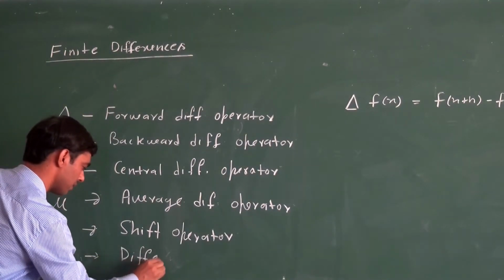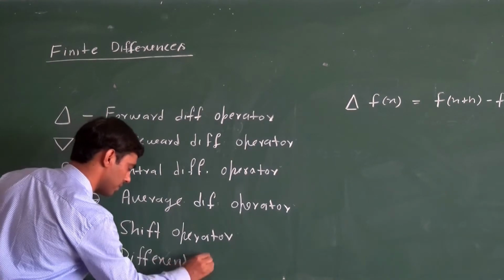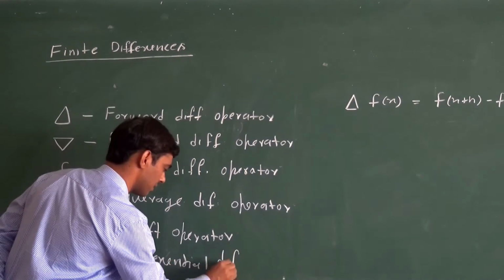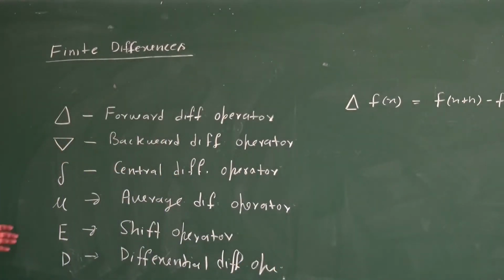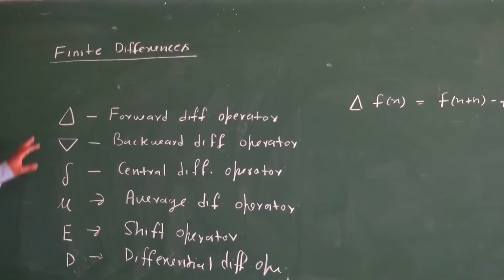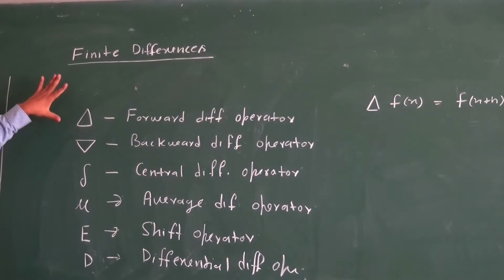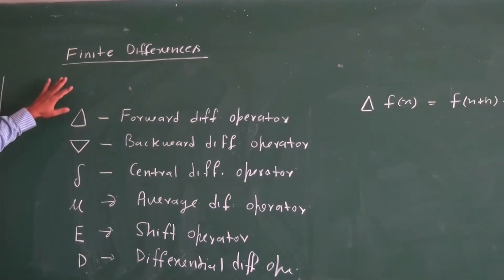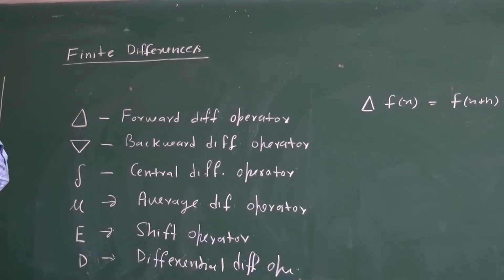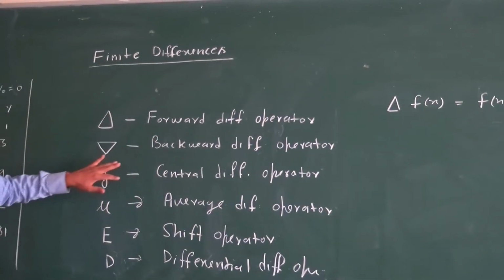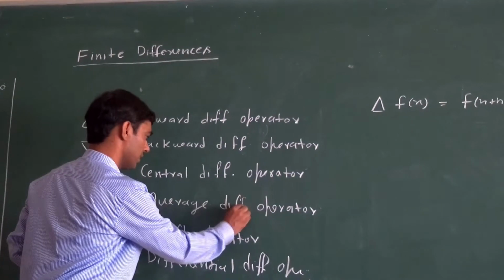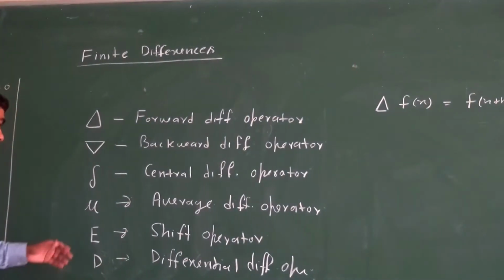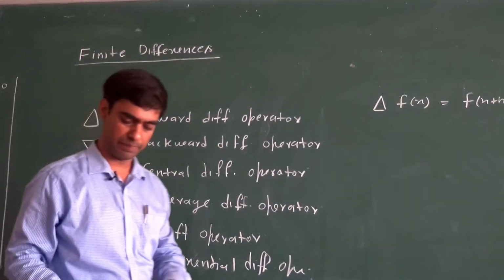Also there is an inverse shift operator, and this one is denoted by E inverse. So here we only discuss some basic difference operators, and these operators are forward difference operator, backward difference operator, central difference operator, average difference operator, shift operator, and differential difference operator.